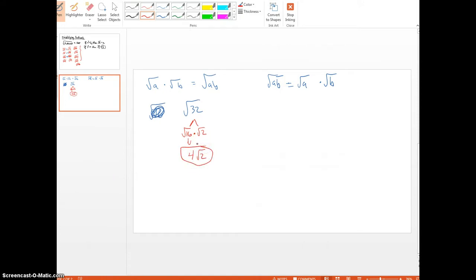Now the square root of 16 translates to 4, so we get 4 root 2. Now, if you plug both root 32 in your calculator and 4 root 2 in your calculator, you would get the same decimal value. Let's do another one.